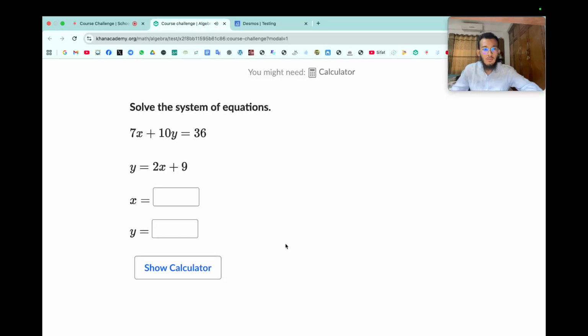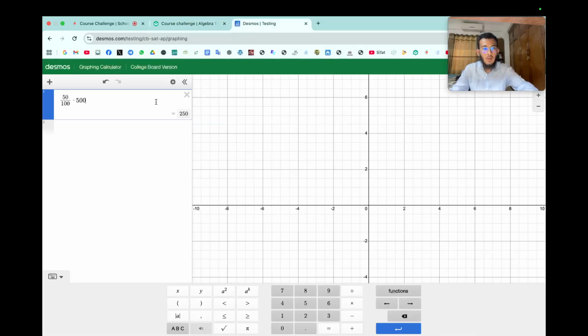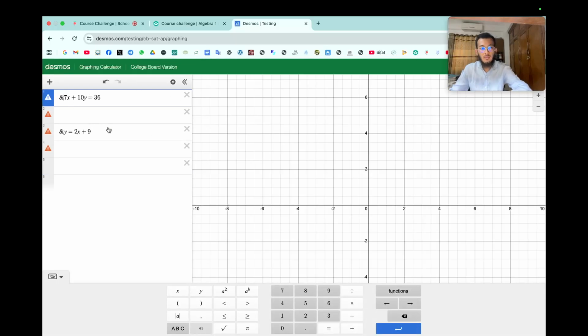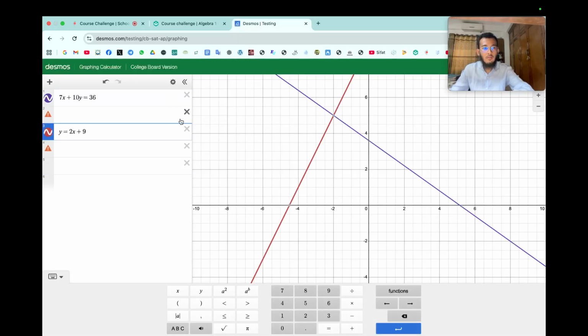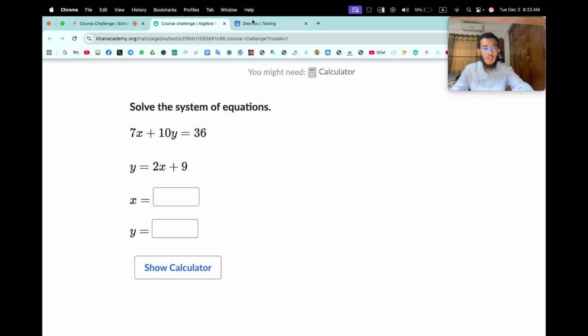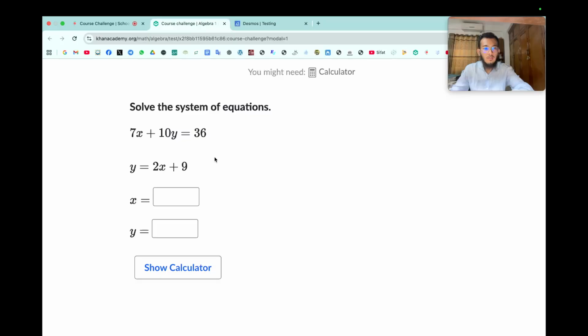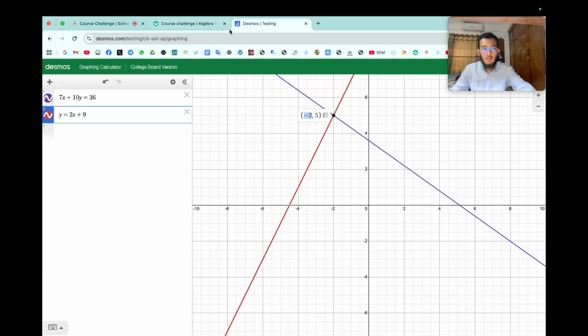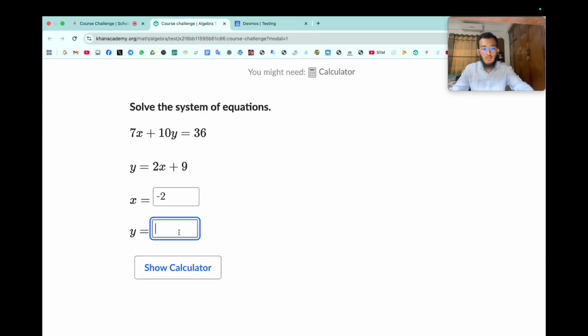Solve the system of equations. So basically we have two equations: 7x plus 10y equals 36, and y equals 2x plus 9. So in order to solve them simultaneously, just check the intersection. So x is negative 2 and y is 5. So there's that.